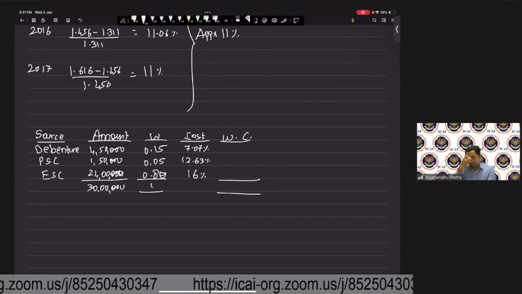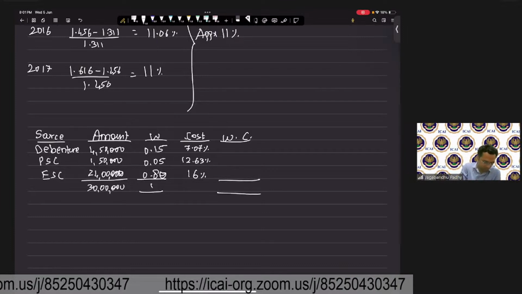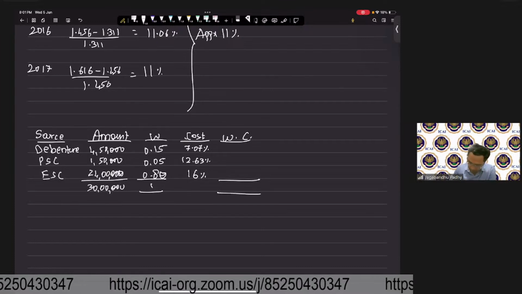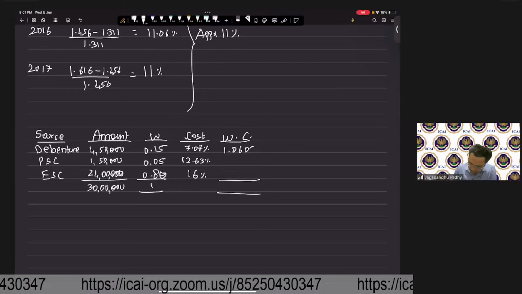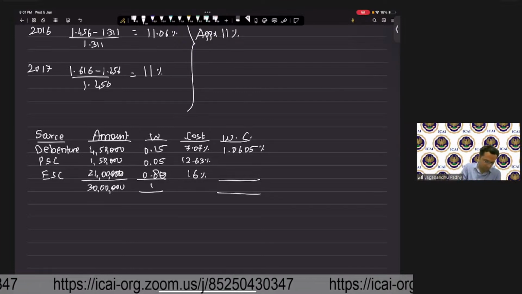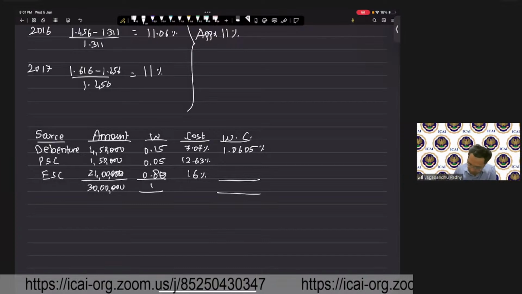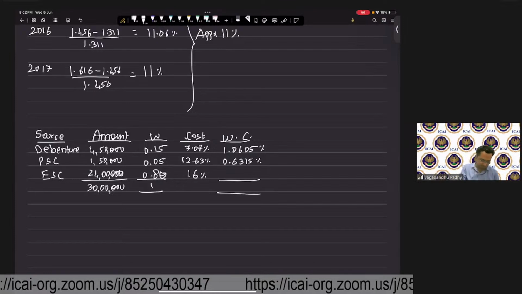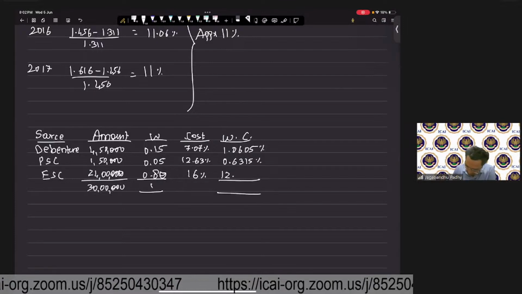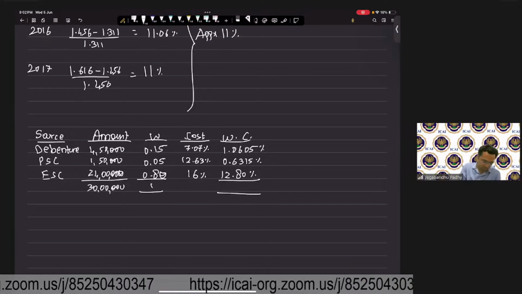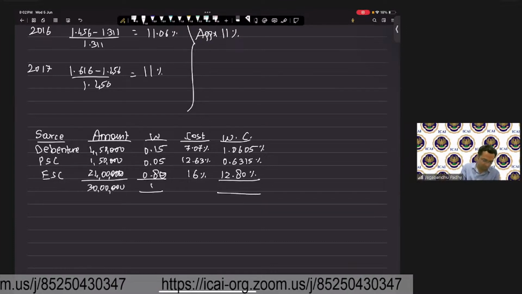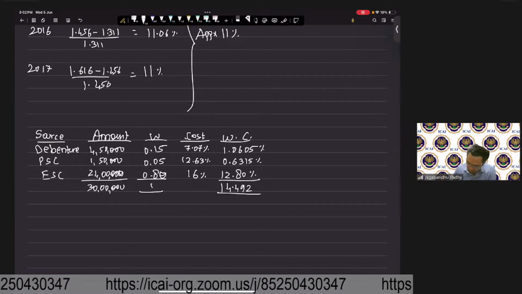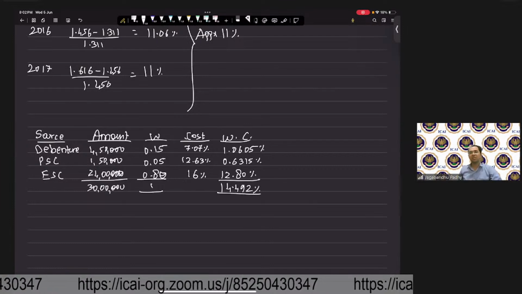Right. Once we take the weighted average, this works out to 0.15 into 7.27, that's 1.0605%. Then 12.63 into 0.05 is 0.6315%. And then we have 0.8 into 12.80 is 10.24. Adding 1.0605 plus 0.6315 plus 12.8, we have this as 14.492% as the marginal cost of capital.